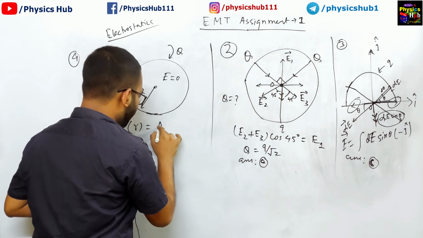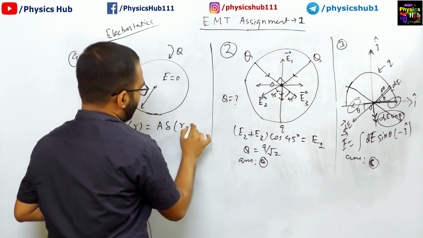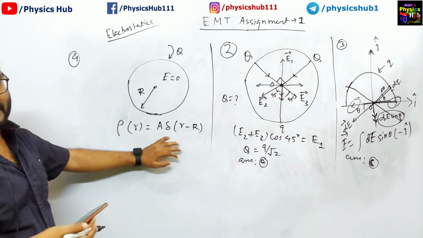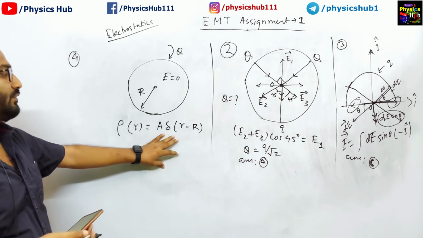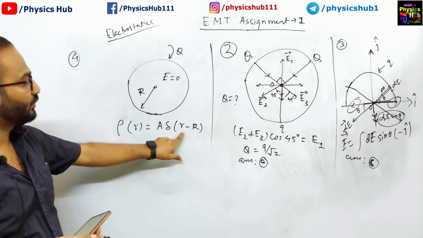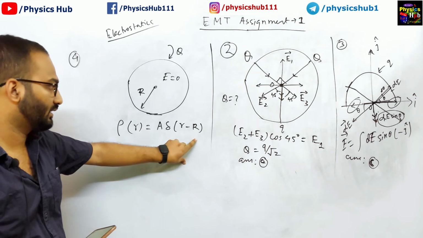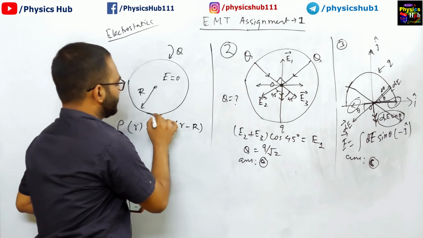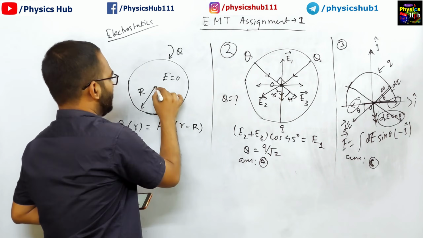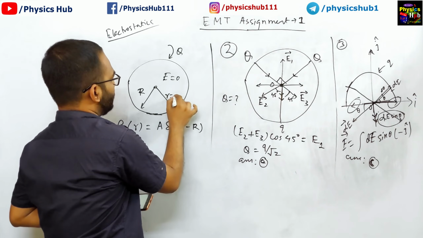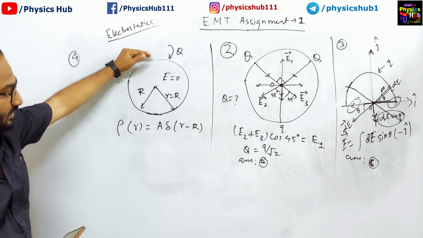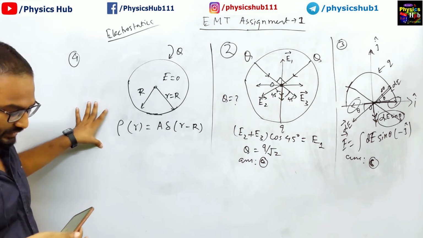Let us say we are writing it as A times delta of r minus R. What does it mean? This is the Dirac delta function. It will give you a non-zero value only when you put small r equal to capital R. Small r equal to capital R denotes the surface, because at the surface small r is capital R. So in this way we have expressed the surface charge in terms of the volume charge.